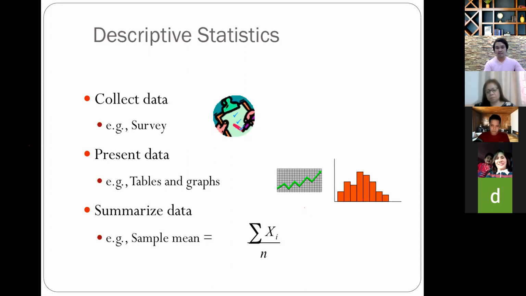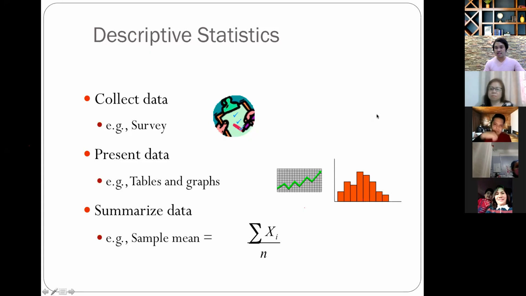Pwede ko bang malaman kung gusto niyo pa rin magpaturo kung paano gumawa ng mga tables and graphs that you can use for your research in the future? Paki-thumbs up nga po. Mag-check lang ako.